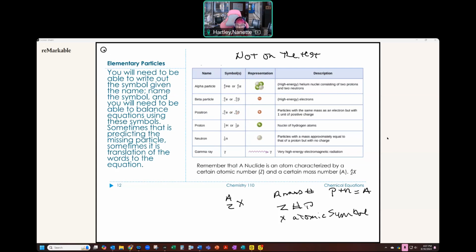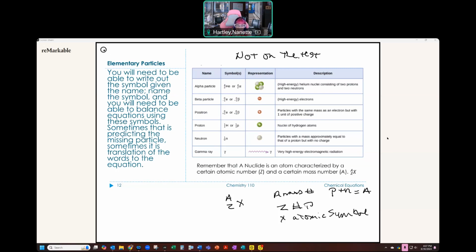When we talk about beta particles, that's a 0, negative 1e, or a 0, negative 1 beta. Those are high energy electrons, so they're negative, okay? They're just high energy electrons. So they can move a lot faster, is typically what we see. Okay, so that's a beta particle.